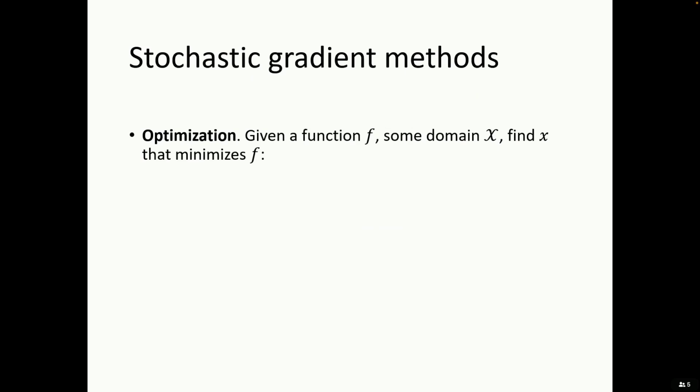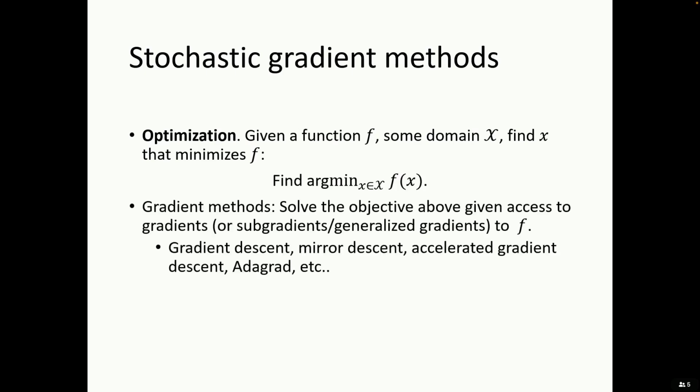The setting we're looking at is optimization. Abstractly speaking, you're given some function and some domain, and you want to find the solution that minimizes this function inside the domain. The gradient method is one among other methods to solve this kind of problem, where you want to minimize the function given access to the gradient of f, or the subgradient, or some generalized gradient. And there are a whole bunch of different methods in here. You've seen gradient descent. There are also mirror descent and accelerated gradient descent.